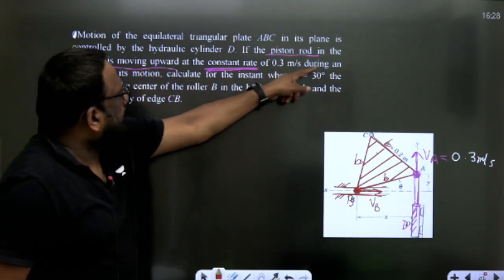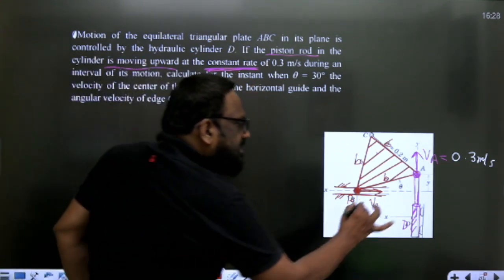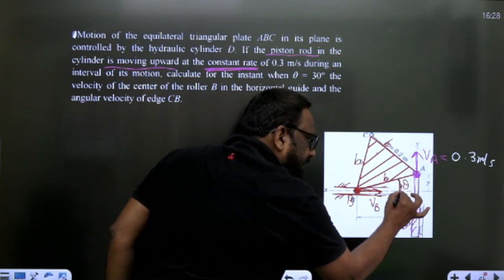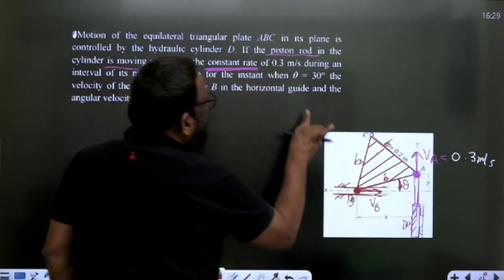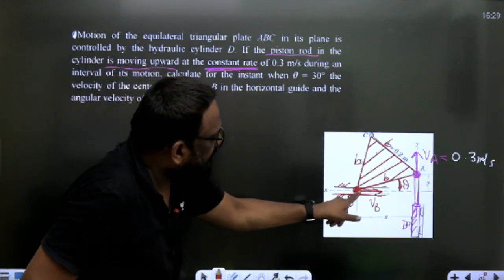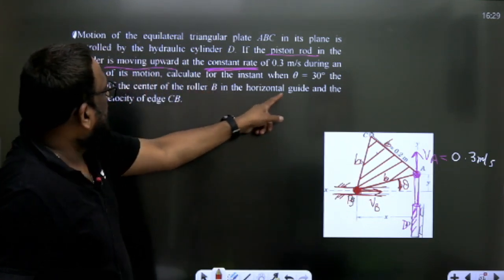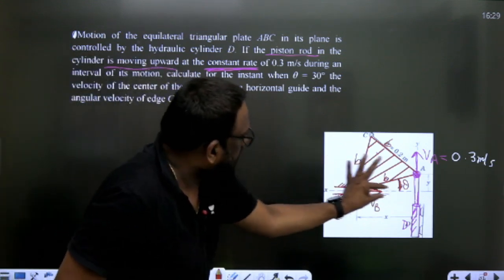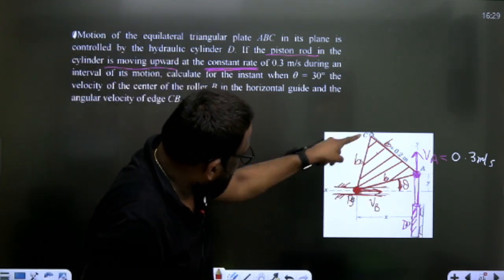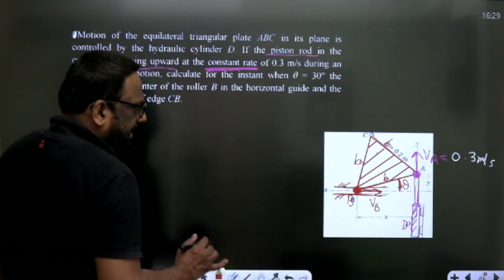During the interval of motion, calculate for the instant when this angle theta is 30 degrees: the velocity of the center of the roller B, the velocity of point B in the horizontal guide, and the angular velocity of CB. So indirectly he is asking this. Please look carefully, my dear students.